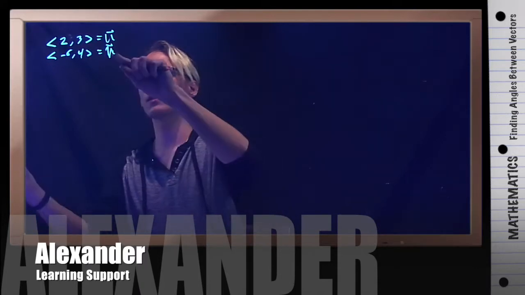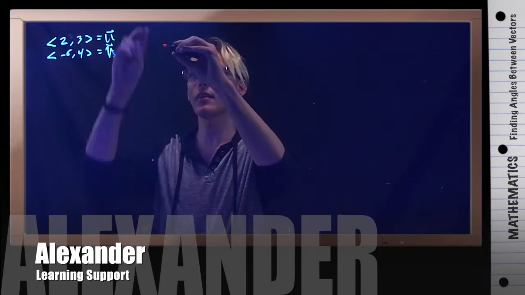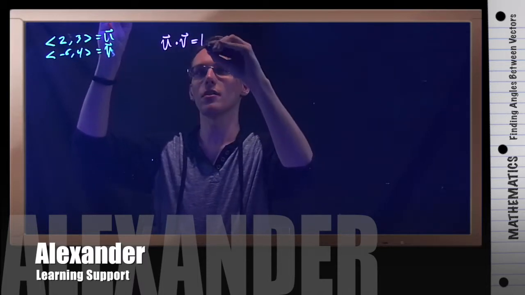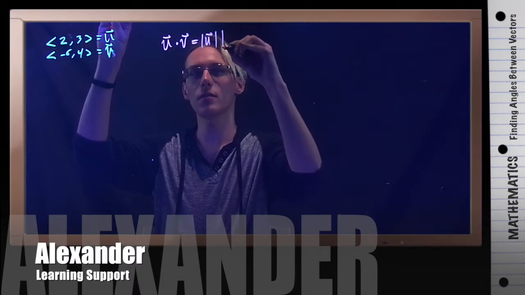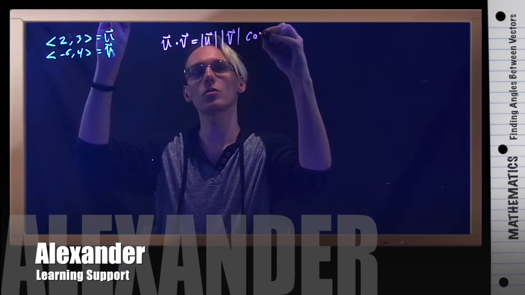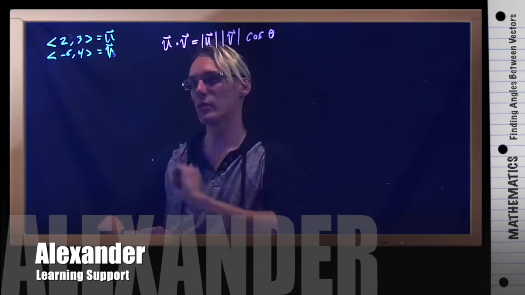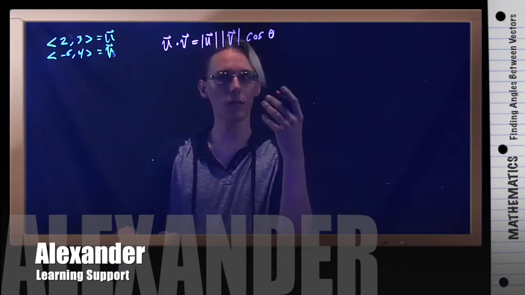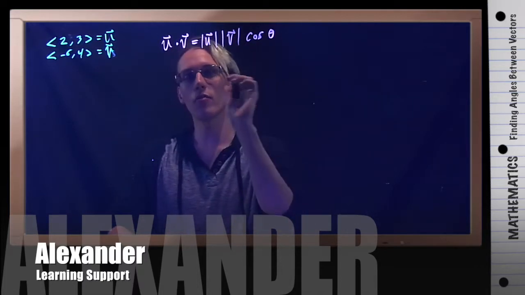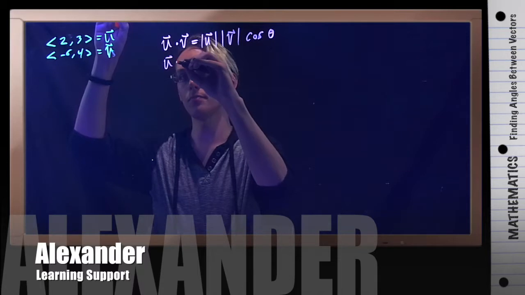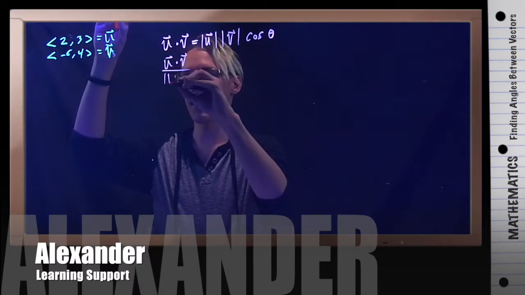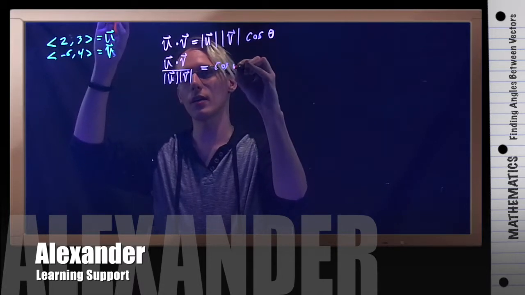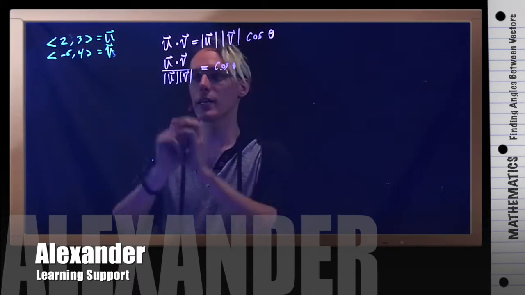Now that I've done that, I will point out that the dot product between two vectors, u and v, is equal to the magnitude of u times the magnitude of v times cosine of the angle between them. And the angle between them is exactly what we're trying to find in this example. Well, first of all, I'll solve for cosine of theta. So this becomes u dot v over the magnitude of u times the magnitude of v, which is equal to cosine of theta.